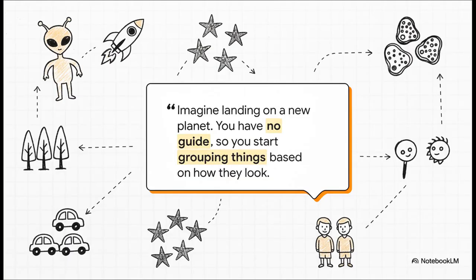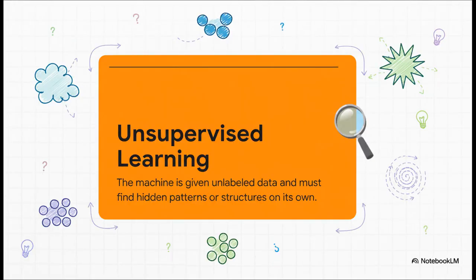A really fun way to think about this is inspired by the movie PK. You know, an alien lands on Earth and has zero context for anything. He doesn't have a guide. So what does he do? He just starts grouping things based on what he observes. These people all wear similar clothes, so maybe they're a group. These vehicles all move on rails. He's discovering the structure of our world without a teacher. And that is exactly what unsupervised learning does.